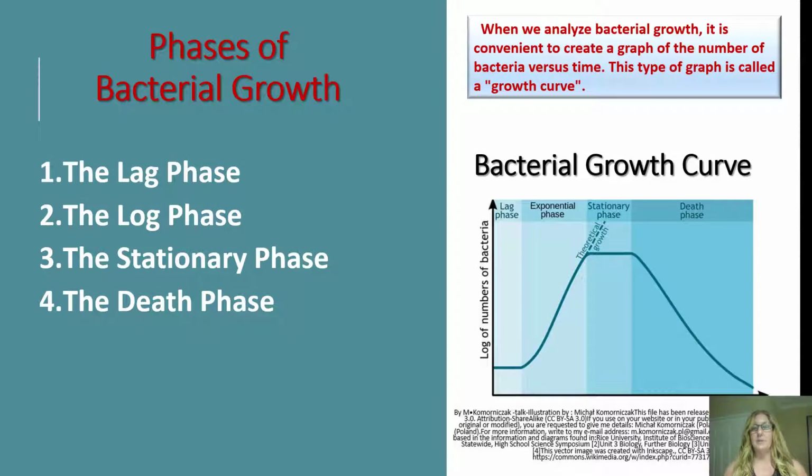When we're talking about bacteria growth, it's important to look at some of the trends of the growth curve that we see here. When we analyze bacteria growth, it's really convenient to analyze it by graphing the number of bacteria versus time. And when you do this, you create what's called a growth curve, like we see here. The growth curve has 4 distinct phases: the lag phase, the log phase or exponential phase, the stationary phase, and finally, the death phase.